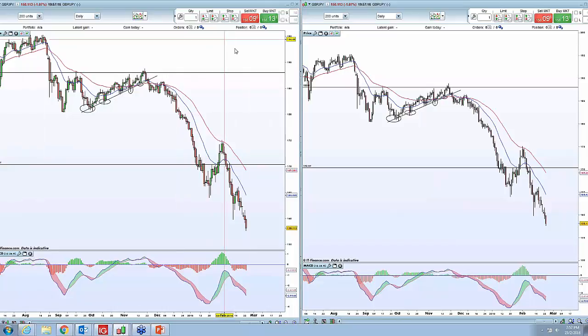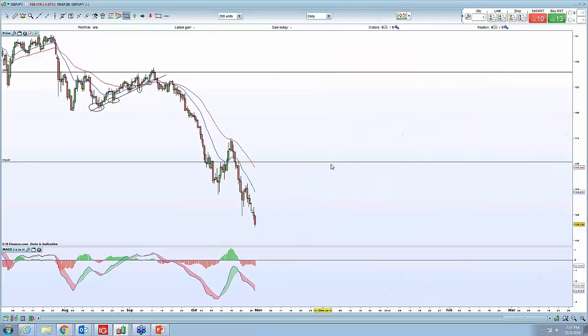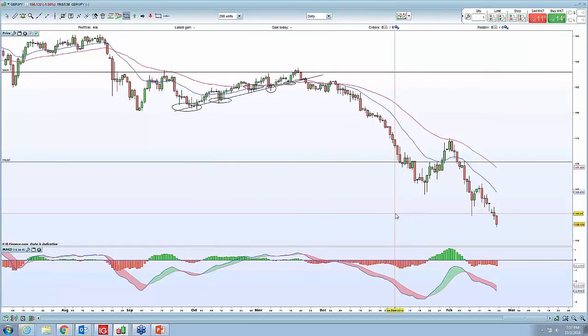Okay, for pound yen, let's go to the weekly chart and daily chart. For pound yen, there's still legs to go, maybe to 156. But I'm willing to let it retrace maybe at least back to 160 and see what happens. Again, there's a bit of divergence. So a lot of the pound pairs have divergence.